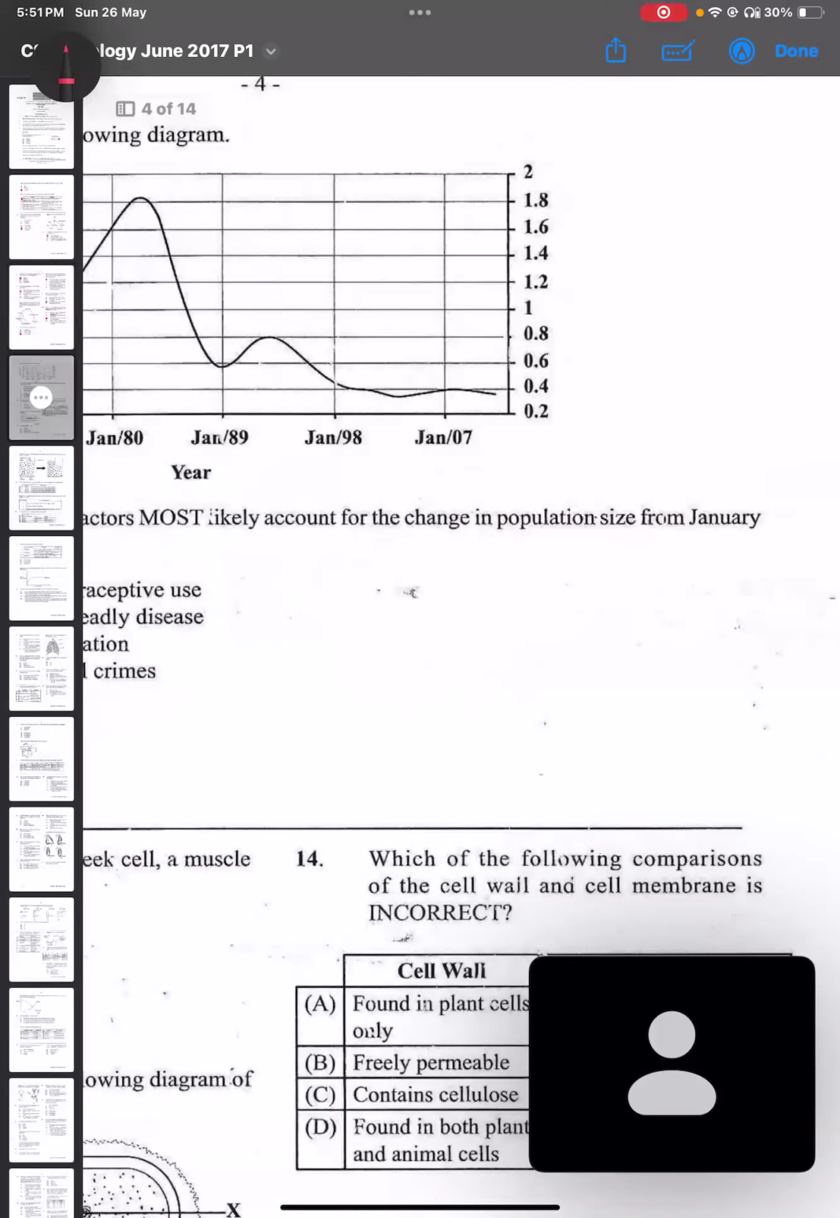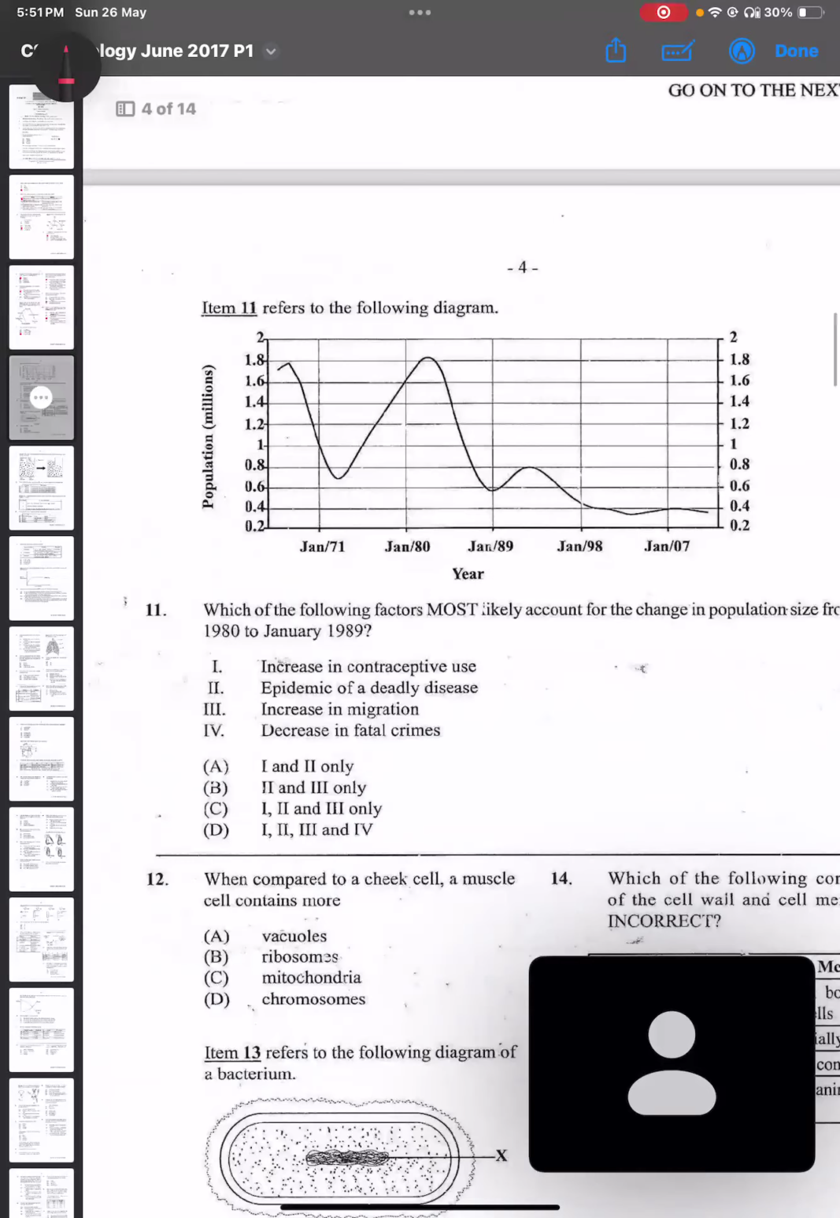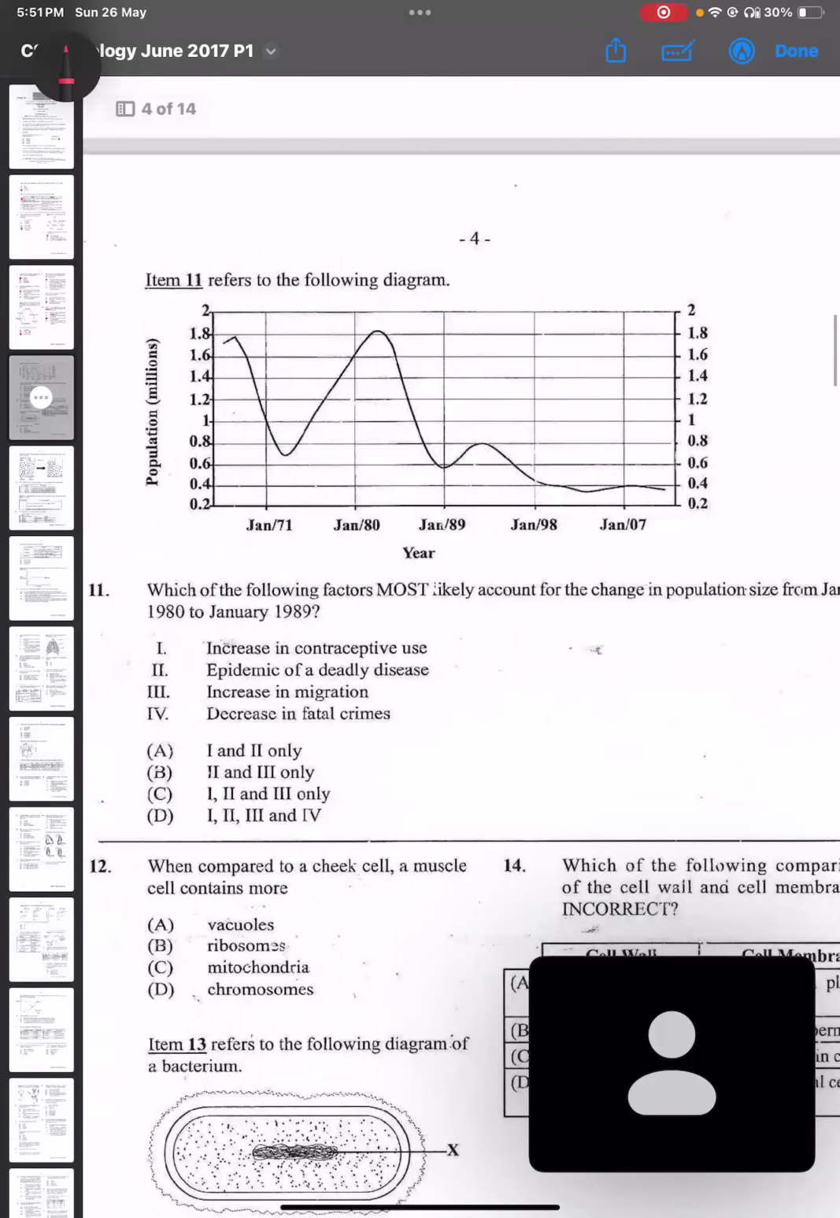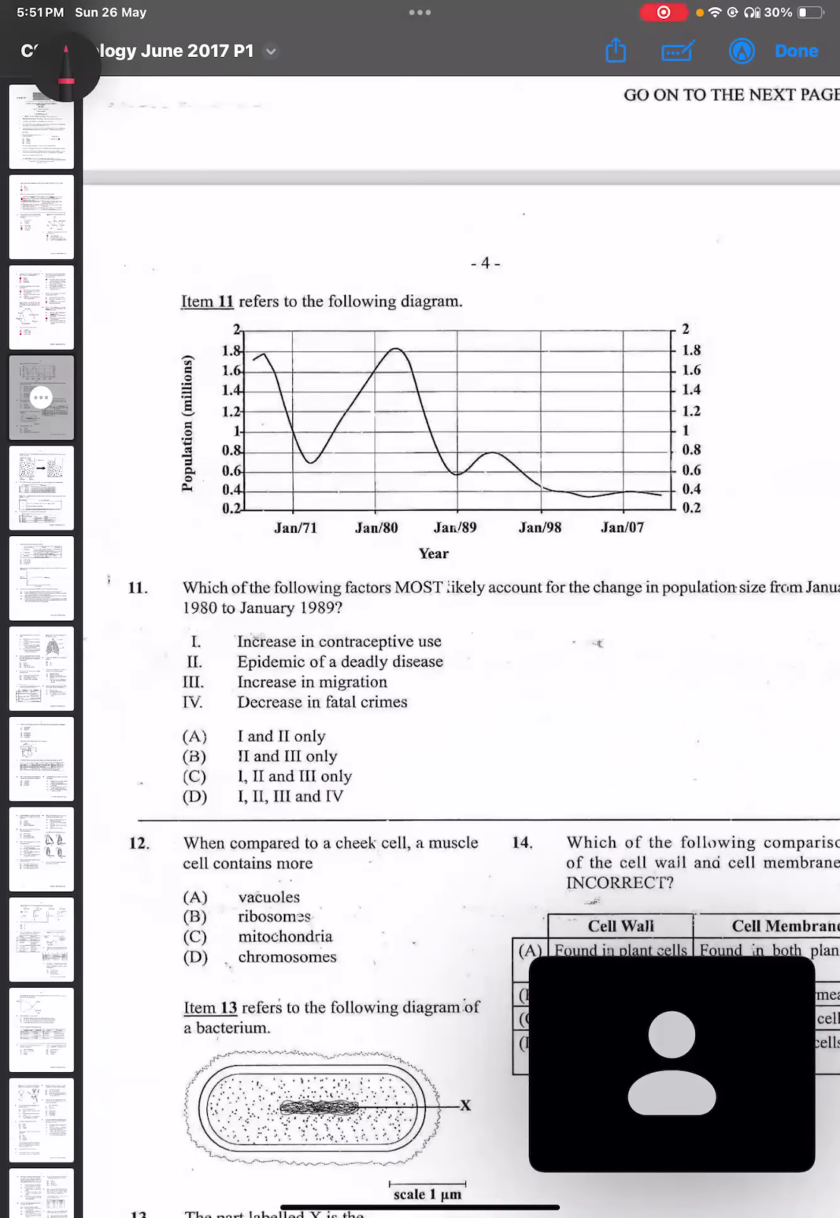And then we'll move into question 11. It's again giving you a question on population. You're asked why there was a change in the population size from January 1980 to January 1989. So there was a decrease in the population, so we're looking at things that would have caused the population to decrease.